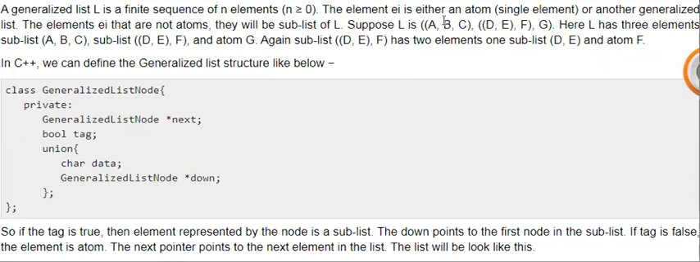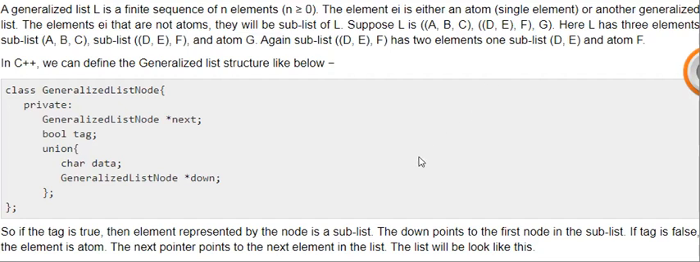Suppose we have a number of elements. This is one sublist, A, comma B, comma C, and then D E is another sublist, and F is one of the sublists, and G. So L has three elements: the sublist A, B, C, the sublist D E and F, and the atom G. Under the sublist D E and F, there are two elements: one is a sublist, and the other again comes separate from the list.